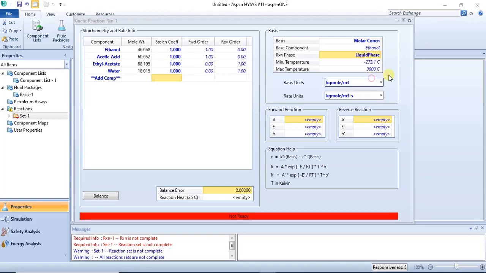This is liquid phase, right? So this is liquid phase. So I think everything is properly specified here. So we can now specify the kinetic data that we have.